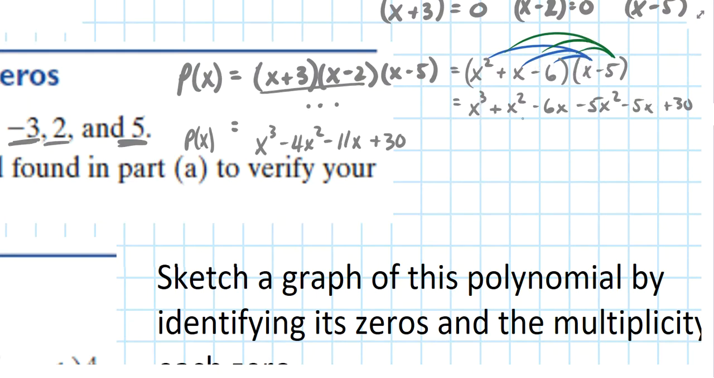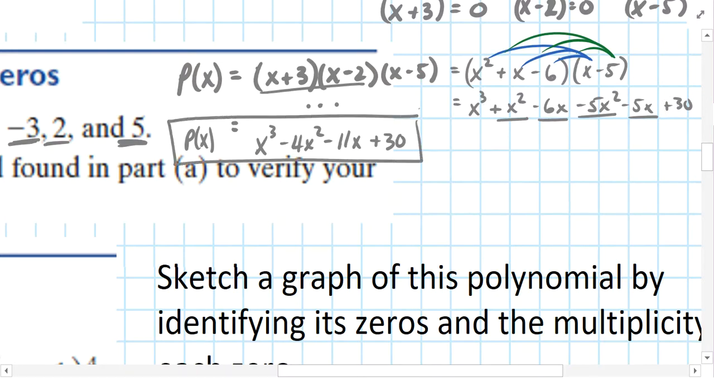And then when we combine our like terms, x squared minus 5x squared produced our negative 4x squared, and negative 6x minus 5x produced negative 11x. Along with x cubed and 30, we ended up with this particular polynomial.